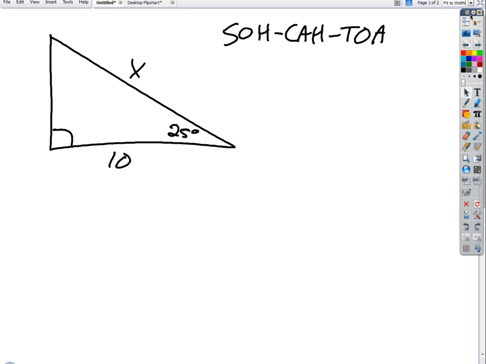Now, if we want to solve for x here, I have to set up a SOHCAHTOA relationship that allows me to have a proportion I can solve for x, right? So the SOHCAHTOA relationships, let's quickly review what those things mean.